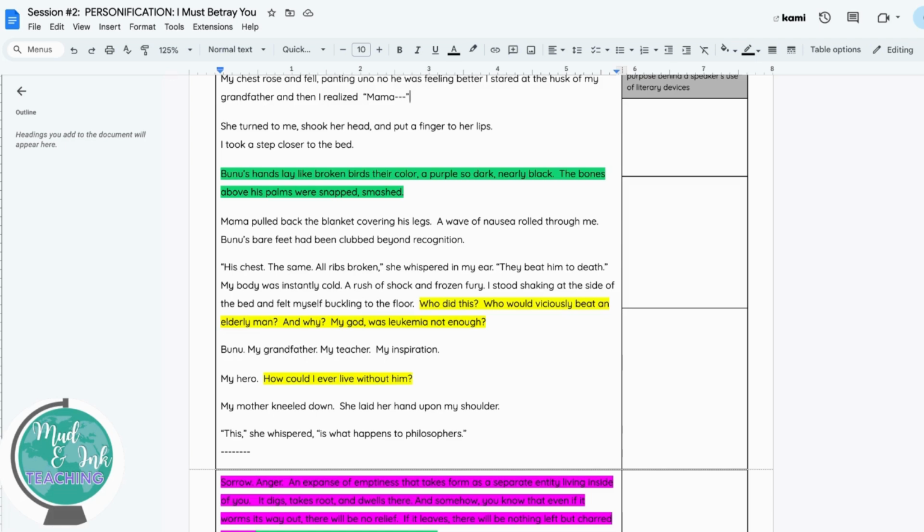My body was instantly cold, a rush of shock and frozen fury. I stood shaking at the side of the bed and felt myself buckling to the floor. Who did this? Who would viciously beat an elderly man? And why? My God, was leukemia not enough? How could I ever live without him?